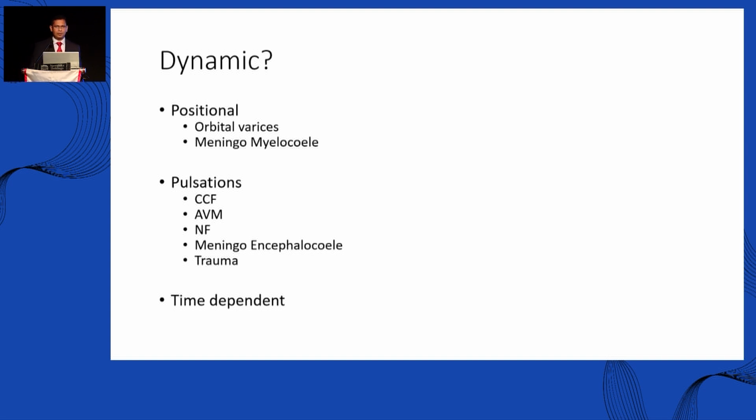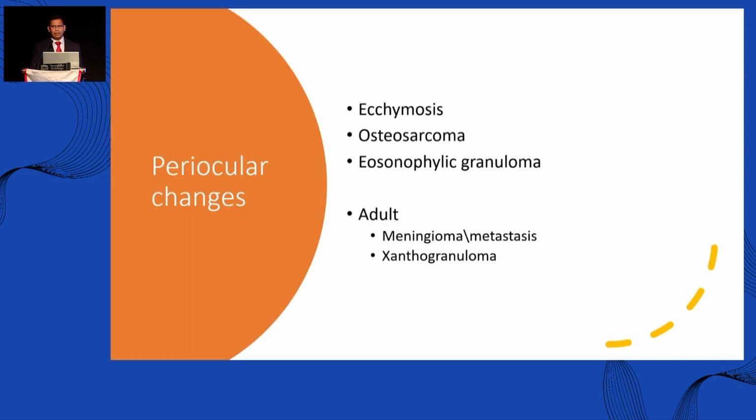Then the pulsatile ones. You know, carotid-cavernous fistulas, where there is a pulsation, and AV malformations, and neurofibromatosis type 1, where there might be bony defects that transmit the impulses to the eye. Meningoencephalocele and trauma also cause bony defects that can transmit. And then the time dependence, whether it changes with time.